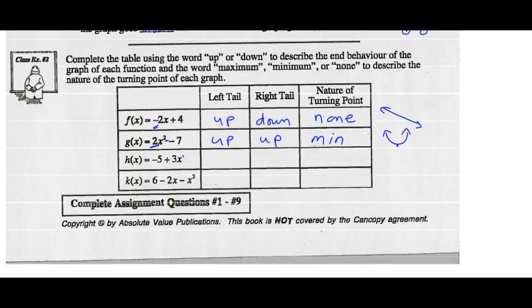h of x, the variable has a degree of 1, so the leading coefficient is 3. That means it's positive. That means this graph should look like that. That means the left tail is going down and the right tail is going up. And because it's a line, there is no turning point. And for k of x, a degree 2 polynomial, so it's going to be a parabola. Leading coefficient is negative, so this parabola is going to open down. So that means both the left tail and the right tail are both going down. And the turning point would be called a maximum.